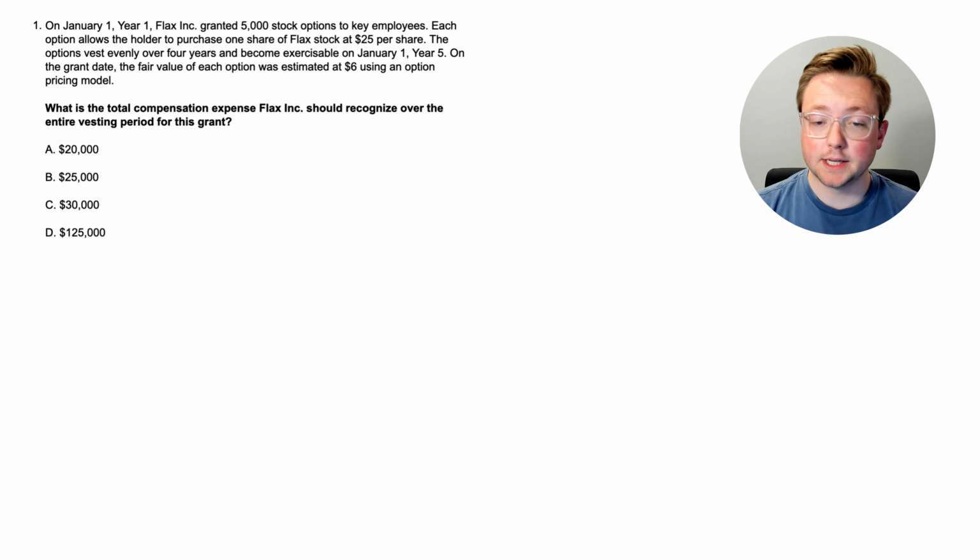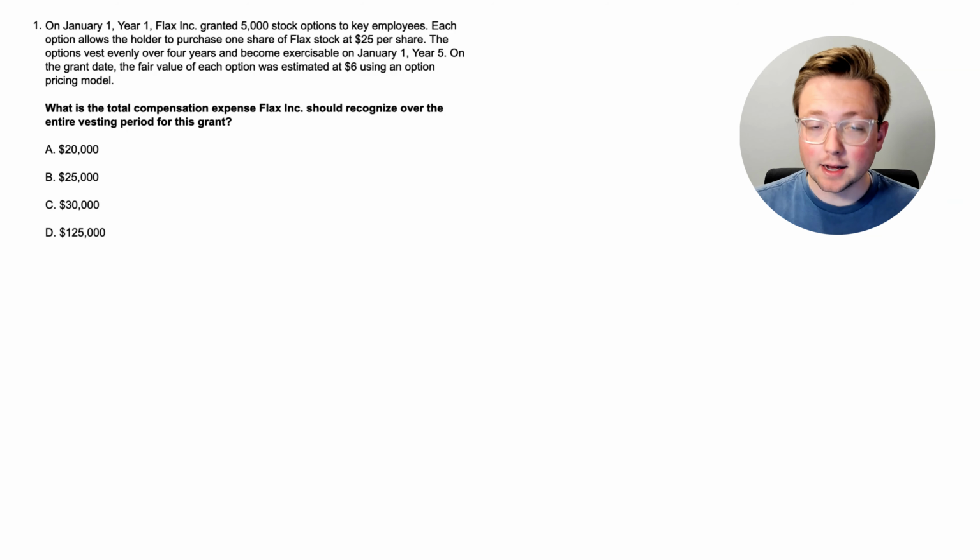What is the total compensation expense Flax Inc. should recognize over the entire vesting period for this grant? Let's go up to the top. On January 1st, year 1, Flax Inc. granted 5,000 stock options to key employees. Each option allows the holder to purchase 1 share of Flax stock at $25 per share. The options vest evenly over 4 years and become exercisable on January 1st, year 5. On the grant date, the fair value of each option was estimated at $6 using an option pricing model. So again, what is the total compensation expense that they're going to recognize over the vesting period?